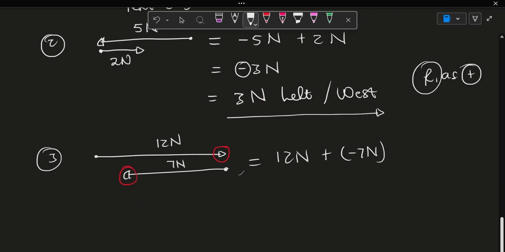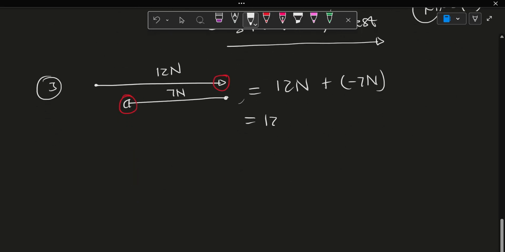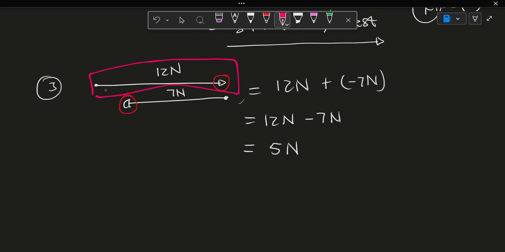Okay? So anything to the left is negative. So that's 12 newtons minus 7 newtons, and that gives me 5 newtons. Now, again, what is the direction of this? Is it 5 newtons to the right or to the left? You look at your largest vector, which happens to be 12 newtons. So that is 5 newtons to the right. Or similarly, you could just also look at the sign. Remember, right is positive and my sign is positive here. So that confirms that it's 5 newtons to the right. Okay, coolios.